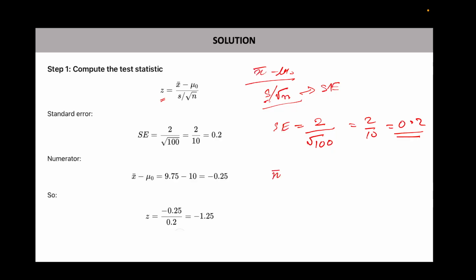Now to calculate x bar minus mu naught, which is the calculated mean minus the hypothesized mean: the calculated mean was 9.75 minus the hypothesized mean 10, the difference is minus 0.25. So now the statistic will be minus 0.25 upon 0.2, which is the standard error. The answer is minus 1.25.